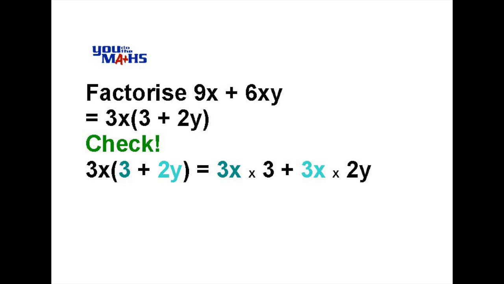Looking at the first part, 3 multiplied by 3 is 9, and then we have the x as well. 3 2's are 6 for the second term, and then we've got the y. So our solution, 9x plus 6y, takes us back to the original expression, and therefore our factorised form that we achieved in the first place is correct.